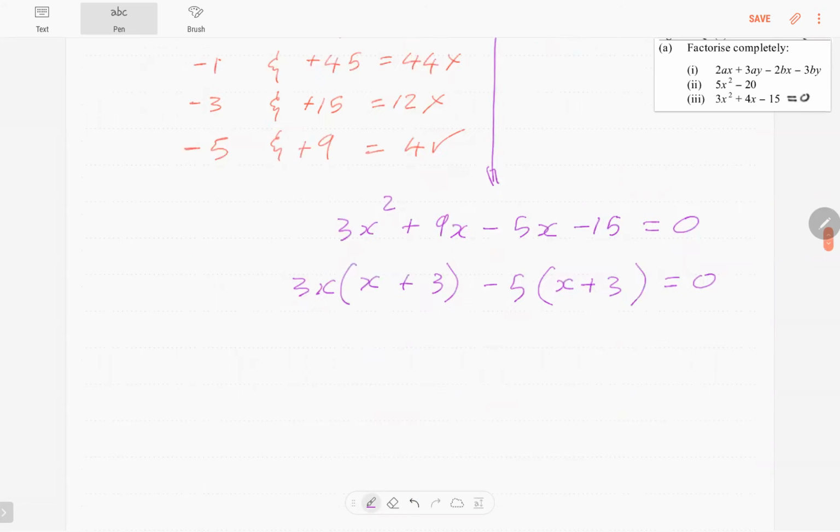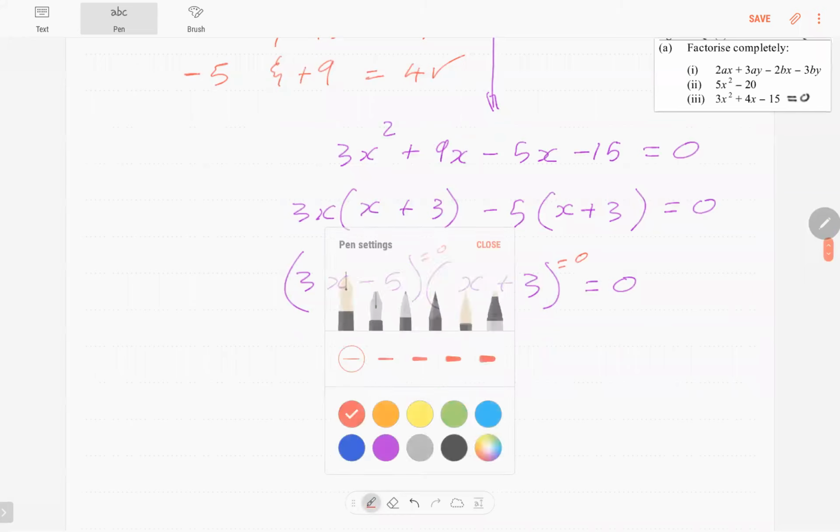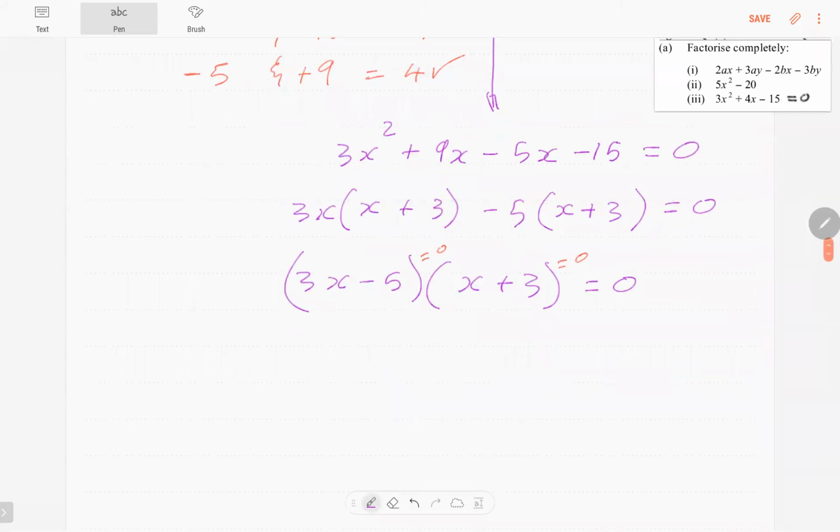Then the x plus 3 becomes a common factor now. So it becomes 3x minus 5 times a common factor of x plus 3 equals 0. All right? And remember now, either this bracket equals 0 or this bracket equals 0. So I don't have to write another step. Either that equals 0 or that equals 0. See it here? In the first case, to get the x, I would carry over the 5, make it positive, and then divide by the 3. Right? So the x would be equal to positive 5 over 3. That's the first one.